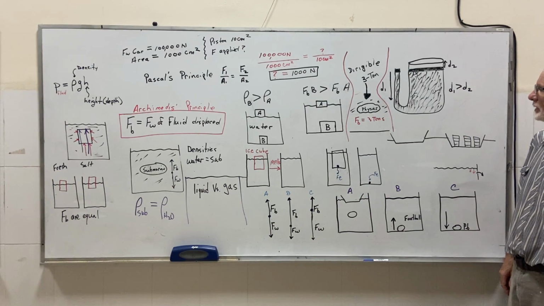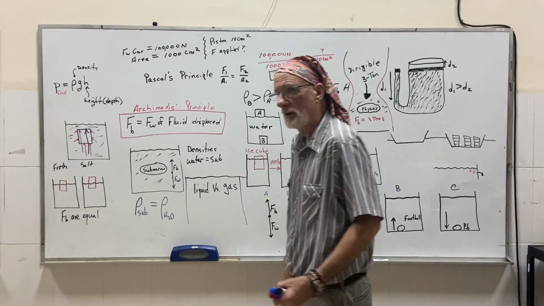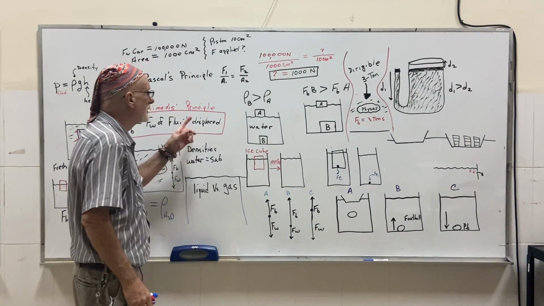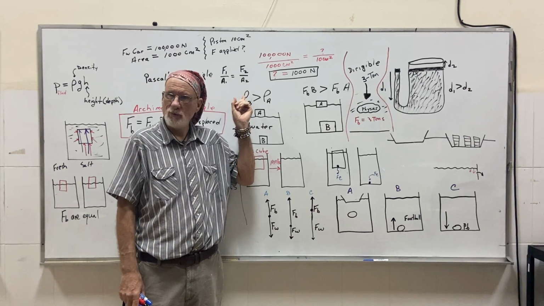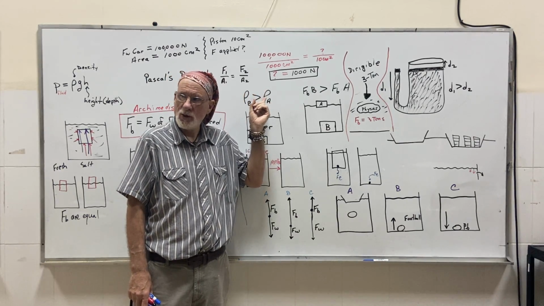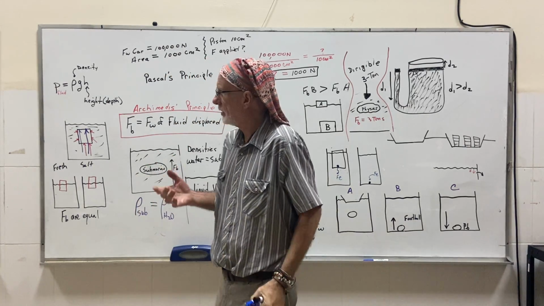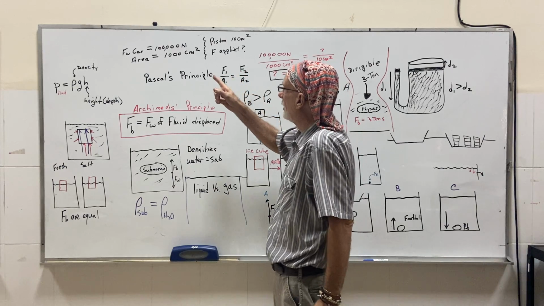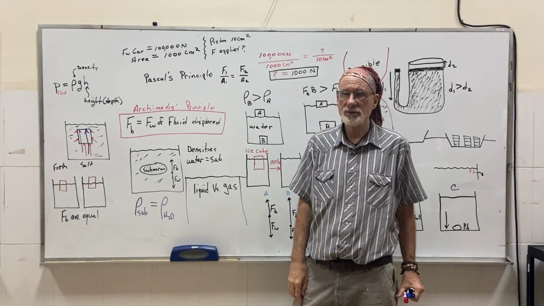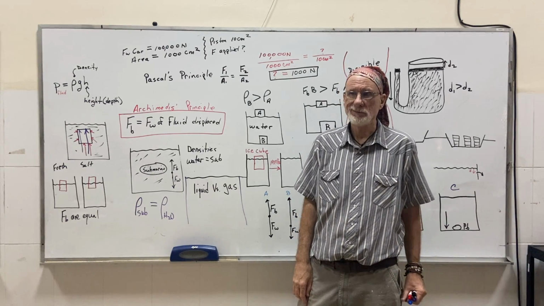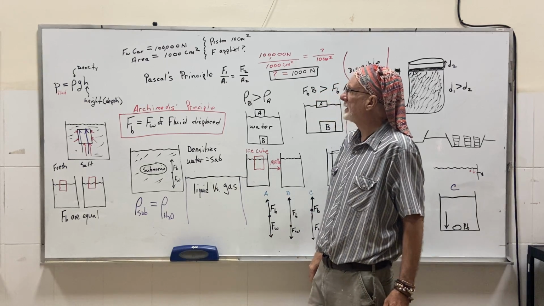What else do we have to do? Okay. Let's look at Pascal's principle. Pascal's principle is simply stated as an equation as F1 over A1 equals F2 over A2. Clear? So I'll give you an example. Let's say I have a car that weighs 100,000 newtons. It's a pretty big car.